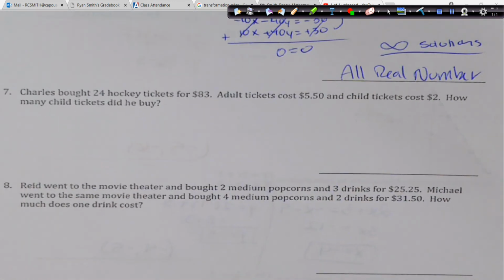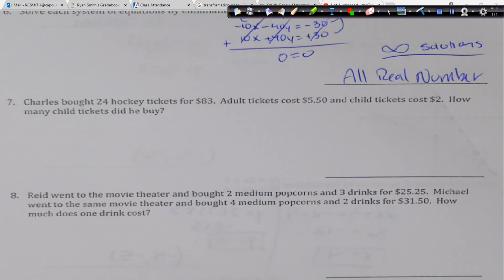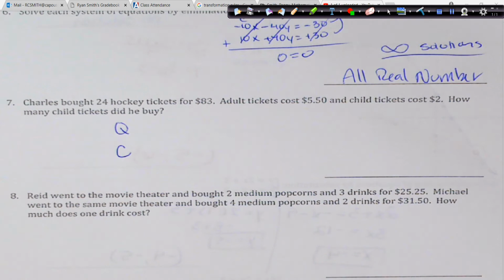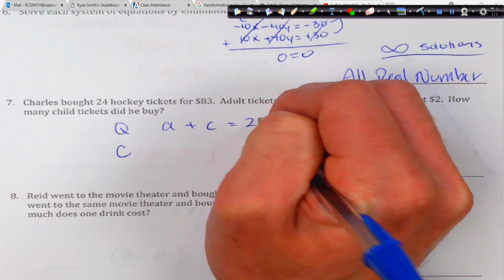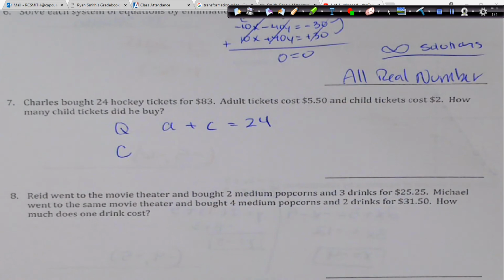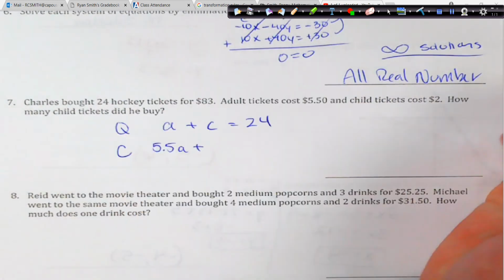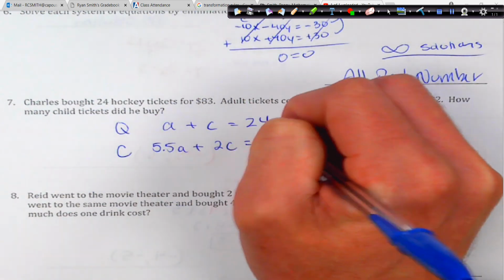Charles bought 24 hockey tickets for $83. The adult tickets cost $5.50 and the child ticket cost $2. How many children's tickets did he buy? Well, we want to do a quantity equation and a cost equation. So I have adults plus children is going to equal 24 because there's 24 tickets. And then it's $5.50 for an adult plus it is $2 for a children's ticket, and that totals $83.